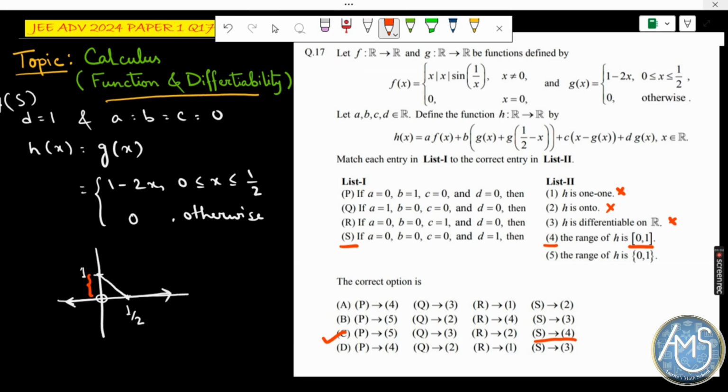P is 5, Q is 3. That means the range is the set {0, 1}. So it is P, it is S, and for Q it is 3. That means differentiable, and for R it is 2.